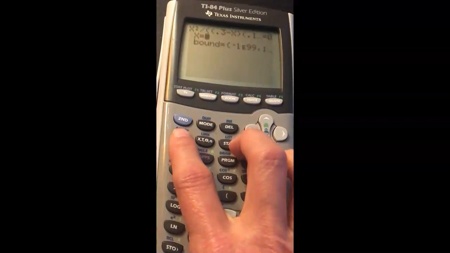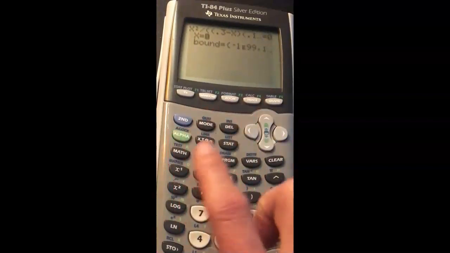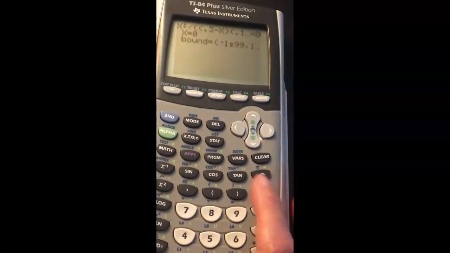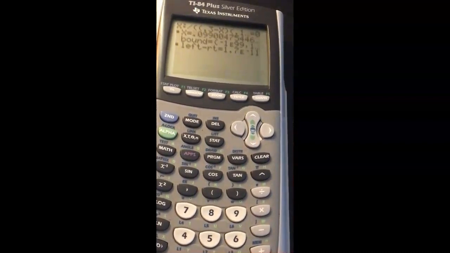The way you solve it is you're going to hit the alpha key, and you're going to hit enter, because if you'll notice in the background of the enter key, mine is green, it says the word solve. So I had to hit the green button, which is alpha. So you're going to hit alpha and then enter. It may take a second to solve, and mine just solved it, and it says x equals 0.099.